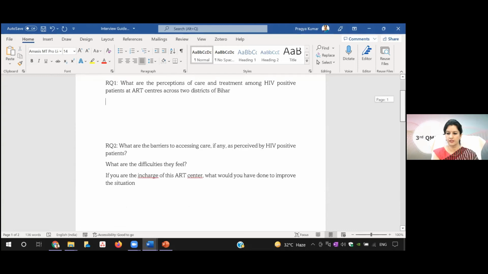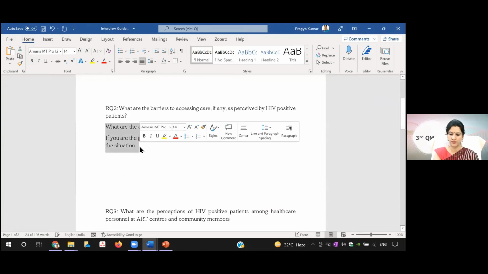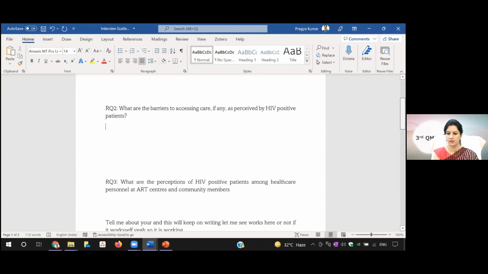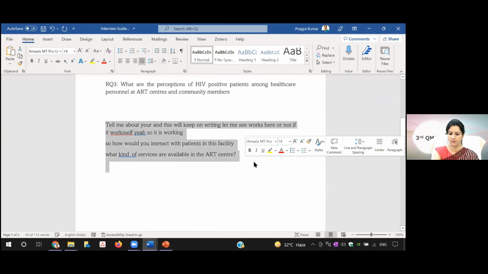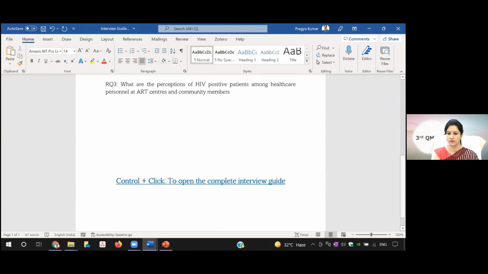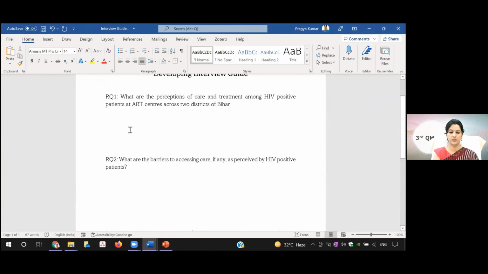So these are the 3 broad research questions. I'm deleting something I had written initially. The first research question is, what are the perceptions of care and treatment among HIV positive patients at the ART center? This was my first research question. It will obviously have some opening statement. We talked about ice breaking and general questions, so you should begin with some general questions about that person so that the person starts speaking.